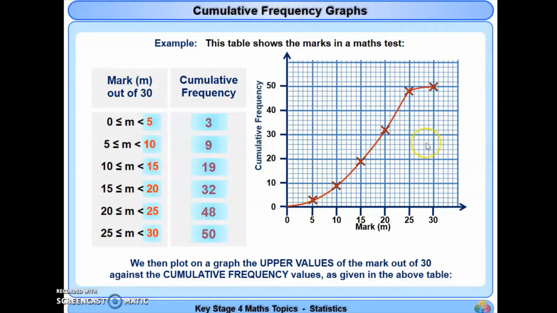I've then gone ahead and joined up my plotted points with a nice smooth curve. And you can see that this is not done with a ruler. It's not done like a dot to dot. It is a nice smooth curve. I've started from 0, 0 from the origin because my data starts from 0. But please be aware that not all questions, the data will start from 0. But in this example, it does.